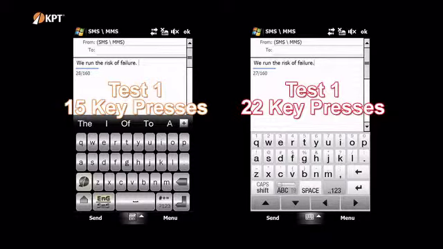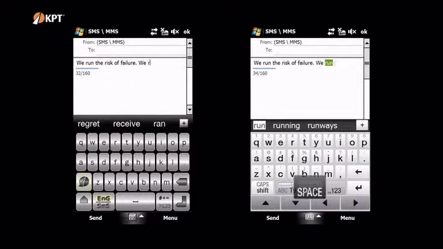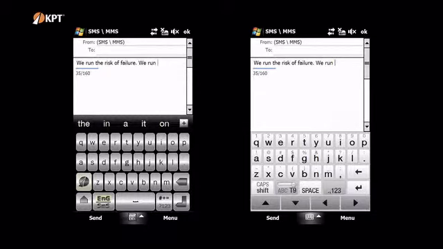In the first video, we tapped out the phrase, "We run the risk of failure." Now we'll be re-entering this phrase a second and third time. We start typing as normal. Now Adaptxt true prediction kicks in. First, we get offered the word "the" in advance.